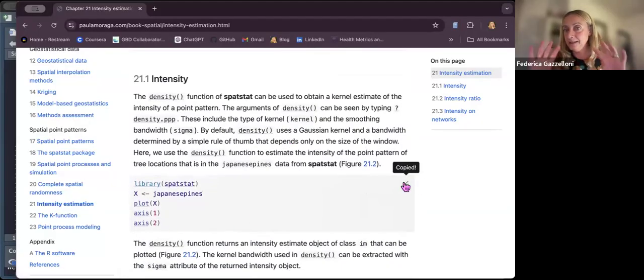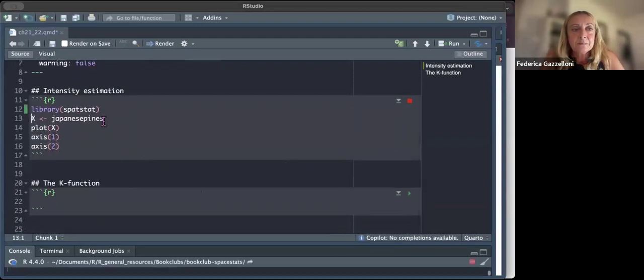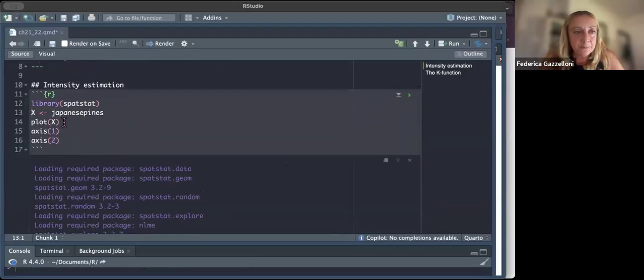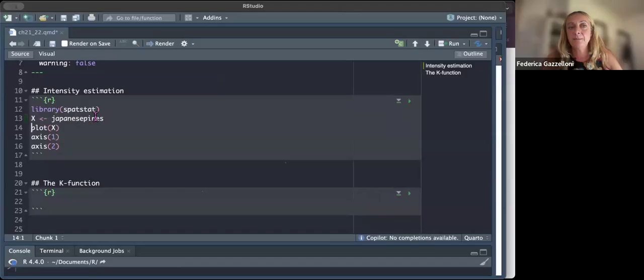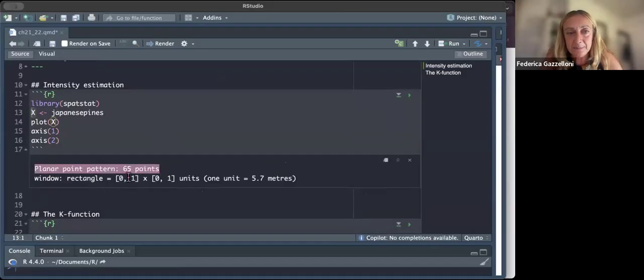In terms of getting into practice, okay, so there is a density function from the spacestat, and so we can see what's gonna happen in here, okay? So if we load the spacestat, and we know that this has some data, and this is one of the data, this Japanese pine, we can see that it is a planar point pattern made of 65 points. It is a window where we identify a rectangle, 0 to 1 and 0 to 1, okay? One unit is 5.7 meters.